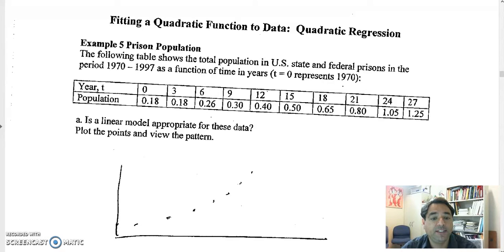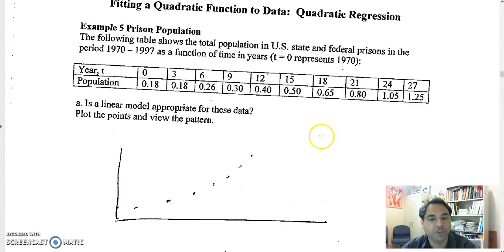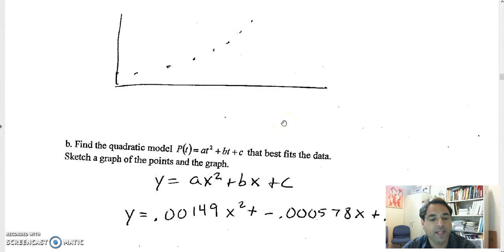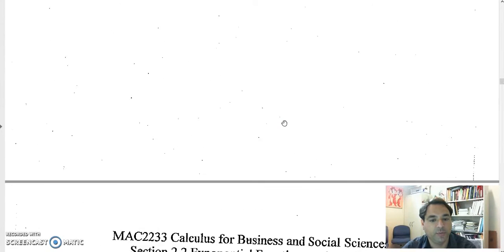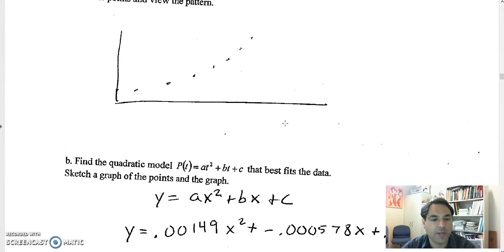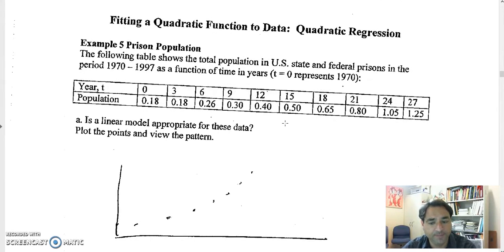So, in this video, we're going to talk about this problem where we do quadratic regression. The following table shows the total population, U.S., state, and federal prisons from 1970 to 1997. So our input is year, and our output is population. I'm just going to use this example to show you the calculator, how to show the data and the quadratic regression through it. Then we'll do another problem below where we'll spend more time on it. But for right now, we're just going to practice doing quadratic regression. It is very similar to linear regression.